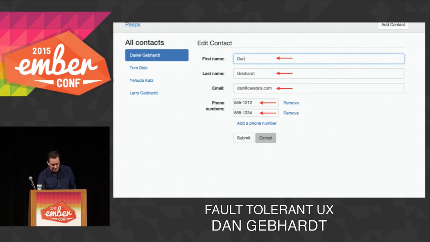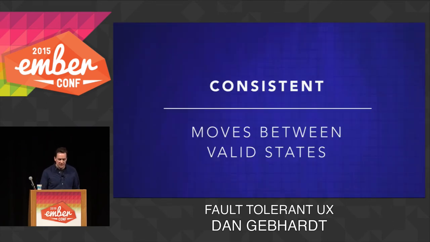If you're editing data on a form that's complicated, that represents multiple models, all of that data needs to be either saved together or discarded. You shouldn't, in this case, save the contact without saving the changes to the phone number, even if under the hood you're representing these two aspects of a contact with different modeling. A transaction should be consistent. It should move between valid states.